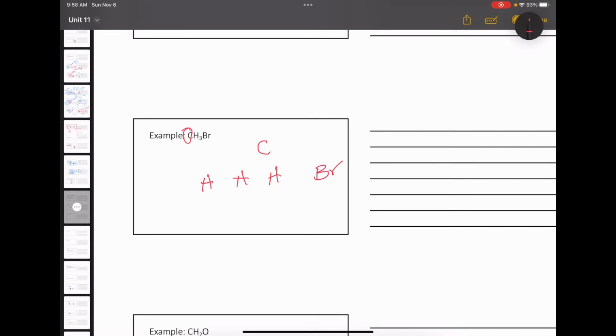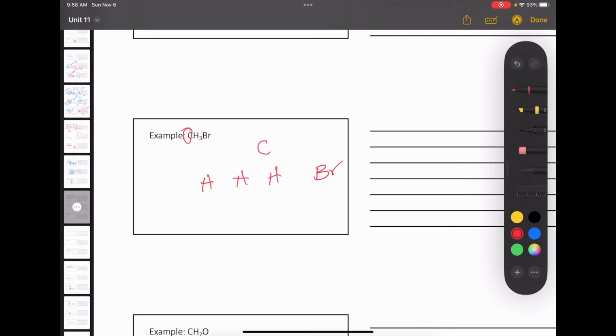Now I've determined my central atom. Now I need to do my Lewis dot structure for the electrons. For the carbon, it belongs to group 4 in the periodic table, so it has 4 valence electrons. For the hydrogen, I think we all agree at this point that hydrogen has 1 single valence electron. Bromine is part of group 7 in the periodic table, correct? So it has 7 valence electrons. So that makes it 1, 2, 3, 4, 5, 6, and 7 valence electrons.